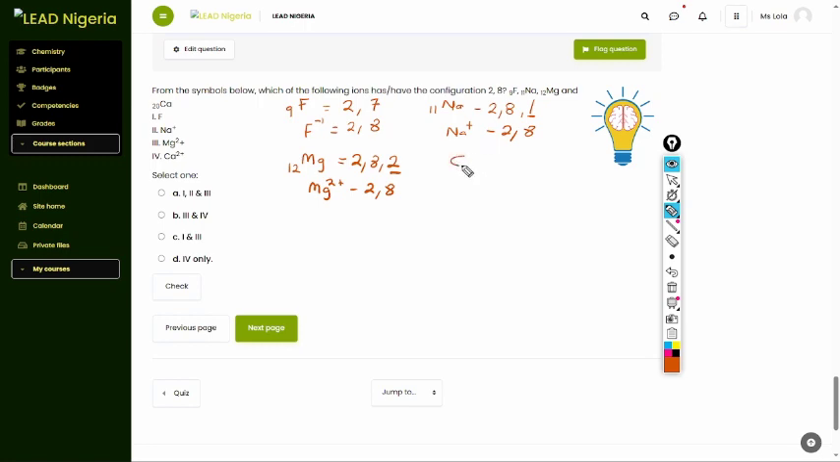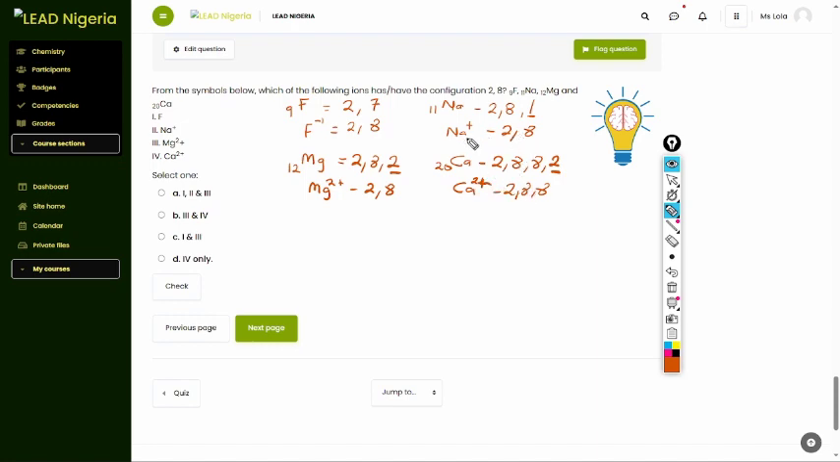So how about calcium? Calcium has an atomic number of 20. So the configuration is 2,8,8,2. So 2 plus 8 is 10 plus 8 is 18 plus 2 is 20. When calcium forms an ion, it loses these 2 electrons in the outermost shell and becomes 2 plus. So the configuration becomes 2,8,8.